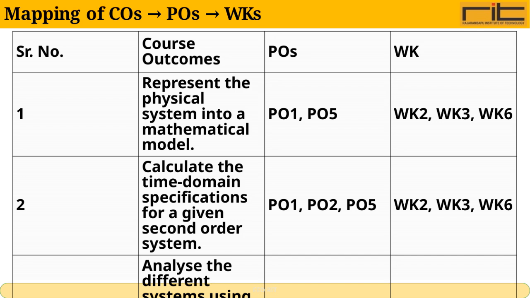The third outcome involves analyzing systems using both time domain and frequency domain methods, deepening analytical skills, and aligning with the same program outcomes and weeks as before. Comparing different controllers and compensators is a fourth outcome, relating to program outcomes 1, 3, and 5, and is addressed mainly in weeks 3, 4, and 6. Finally, the fifth outcome emphasizes the application of state space techniques to analyze multi-input and multi-output systems, engaging a broader set of program outcomes, 1, 2, 4, and 5, and spanning weeks 2, 3, 4, 6, and 8. This comprehensive mapping ensures that each course outcome is clearly tied to the program goals and the instructional timeline.